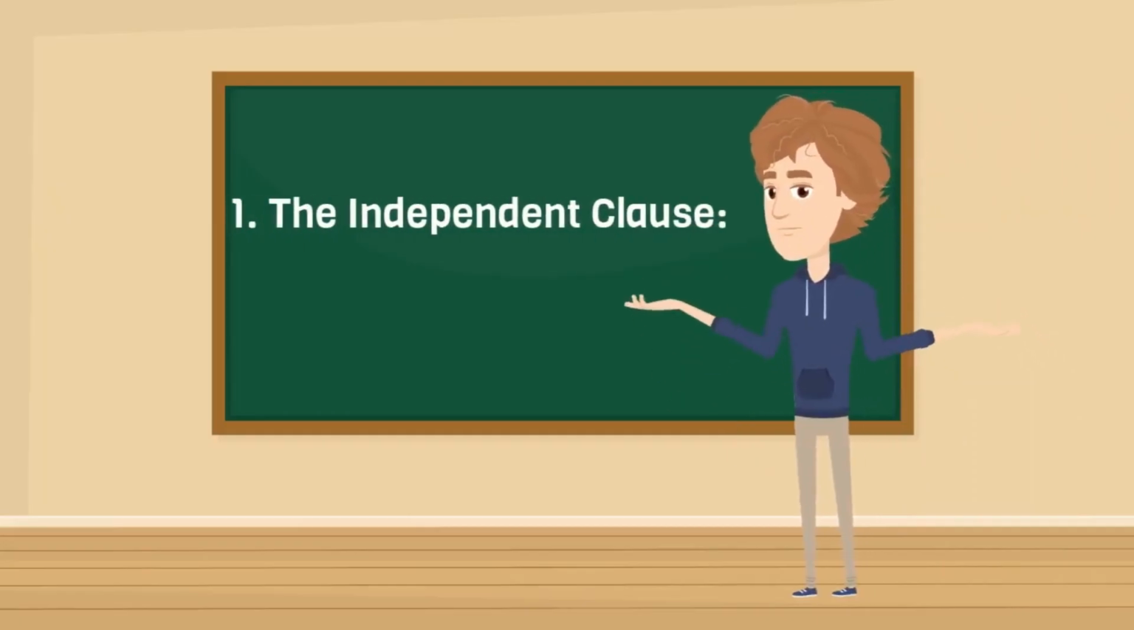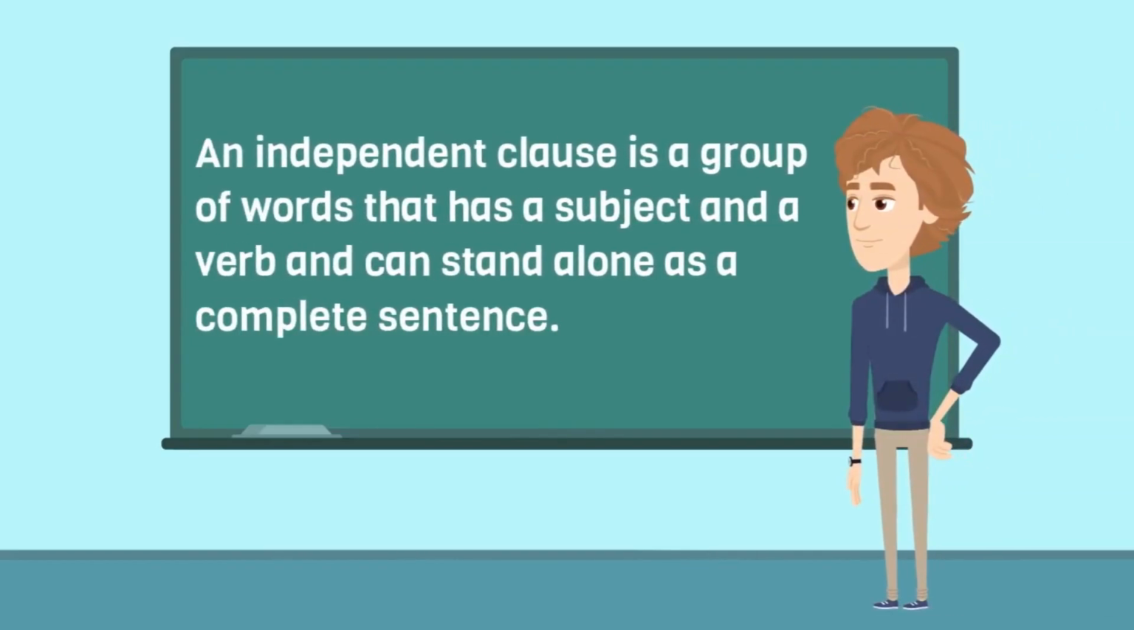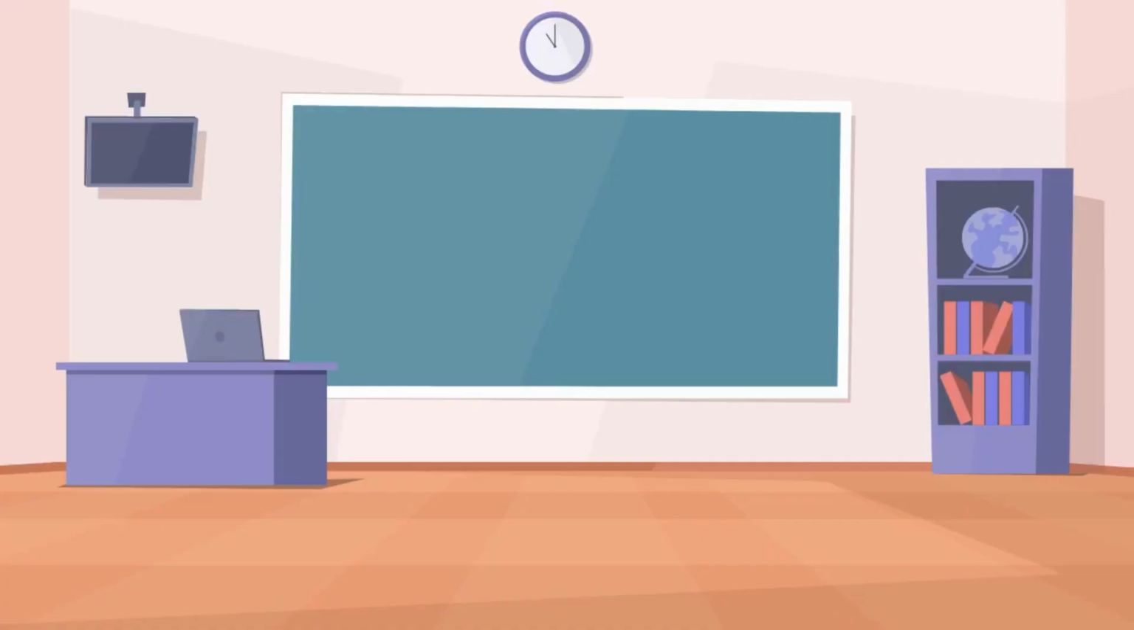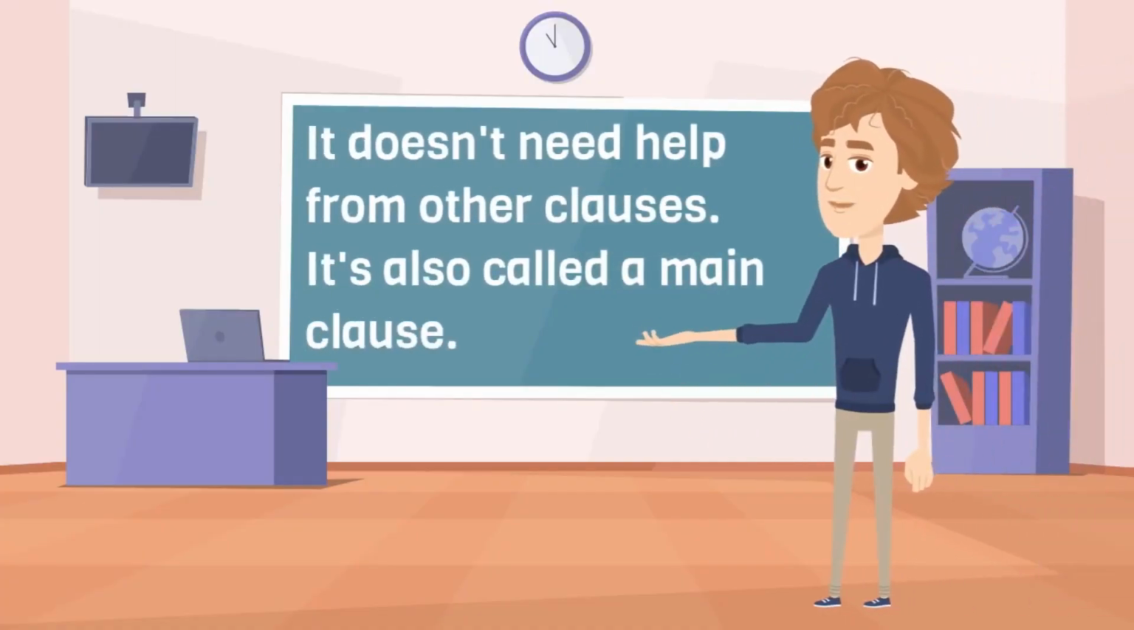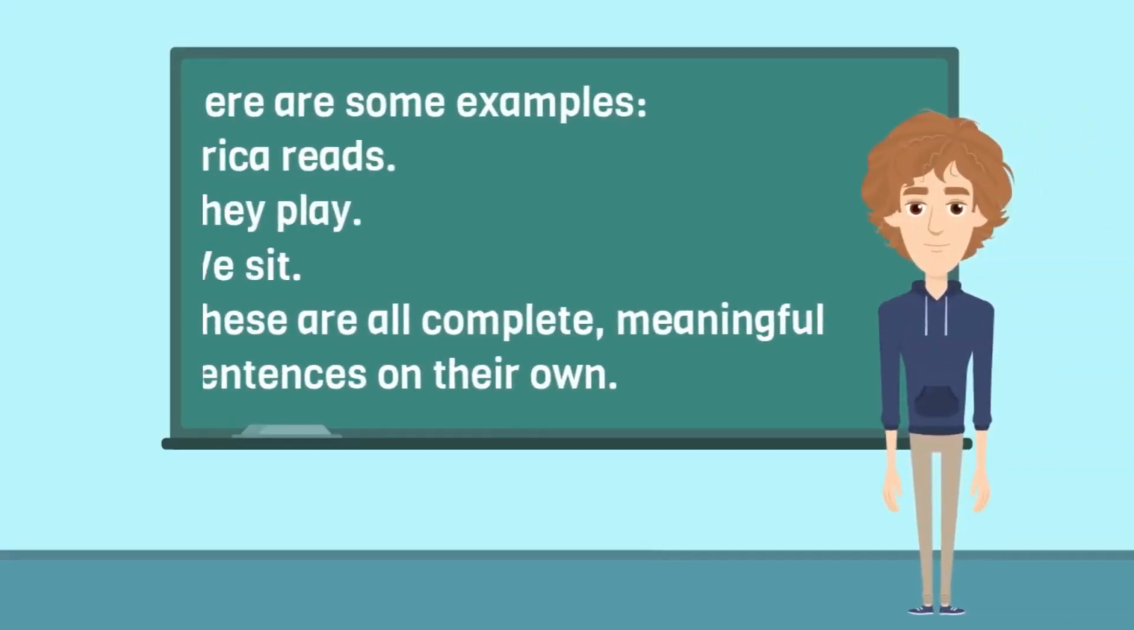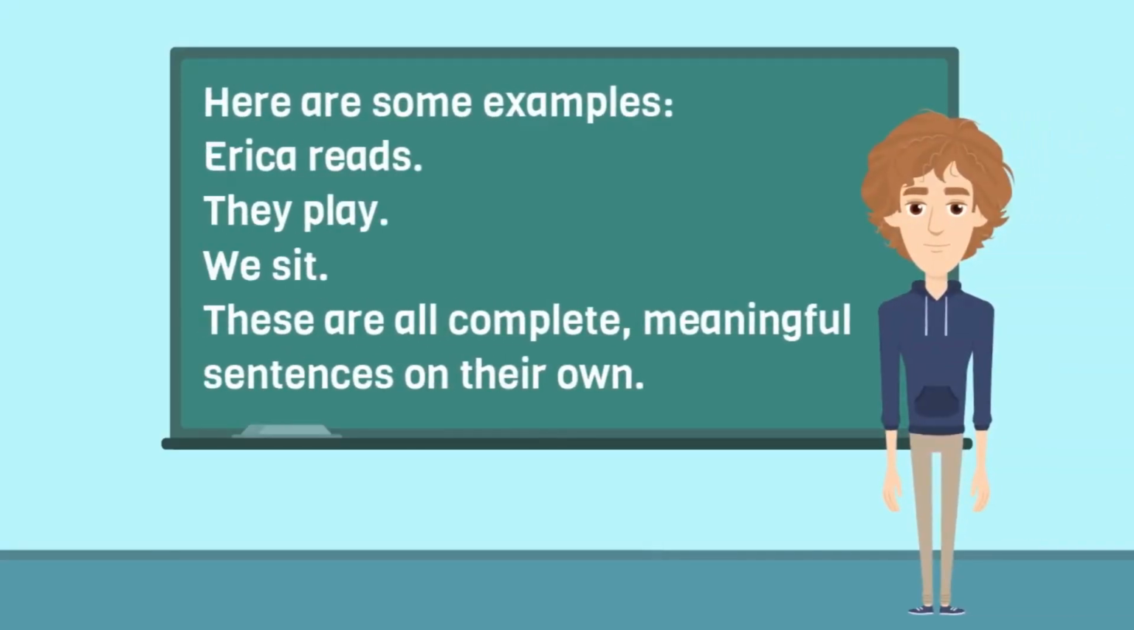Number one, the independent clause. An independent clause is a group of words that has a subject and a verb and can stand alone as a complete sentence. It doesn't need help from other clauses. It's also called a main clause. Here are some examples. Erica reads. They play. We sit. These are all complete, meaningful sentences on their own.